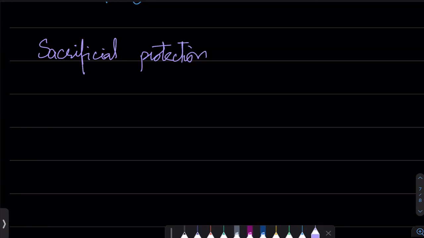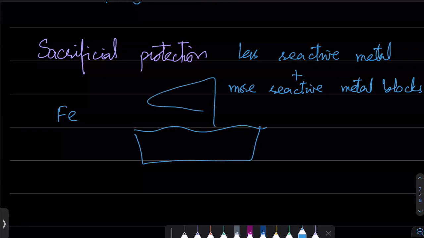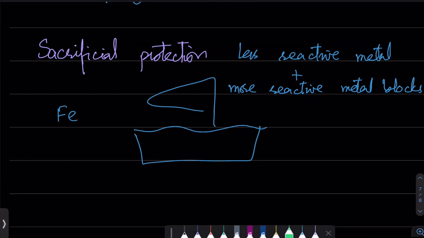What we do is we get a less reactive metal and we add more reactive metal blocks. For example, iron hai na, agar mere paas iron is the less reactive metal aur ye mera ship hai aur is ship ke upar, sorry, I just know how to make a ship like a fifth grader, aur let's suppose ye pani mein aur isko humne protect karna hai iski body ko.